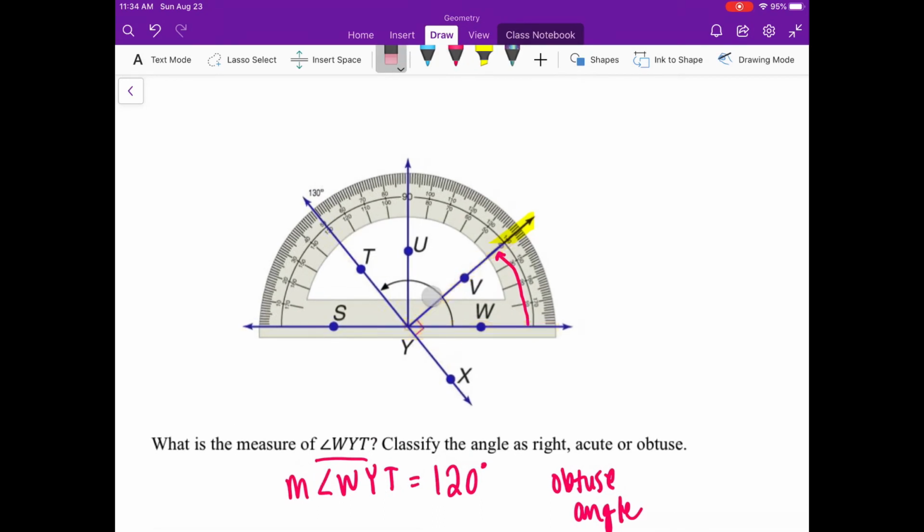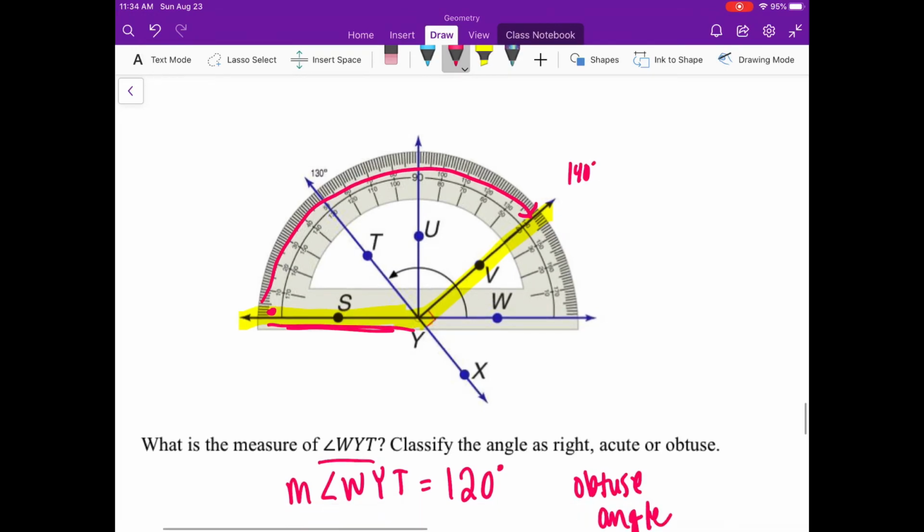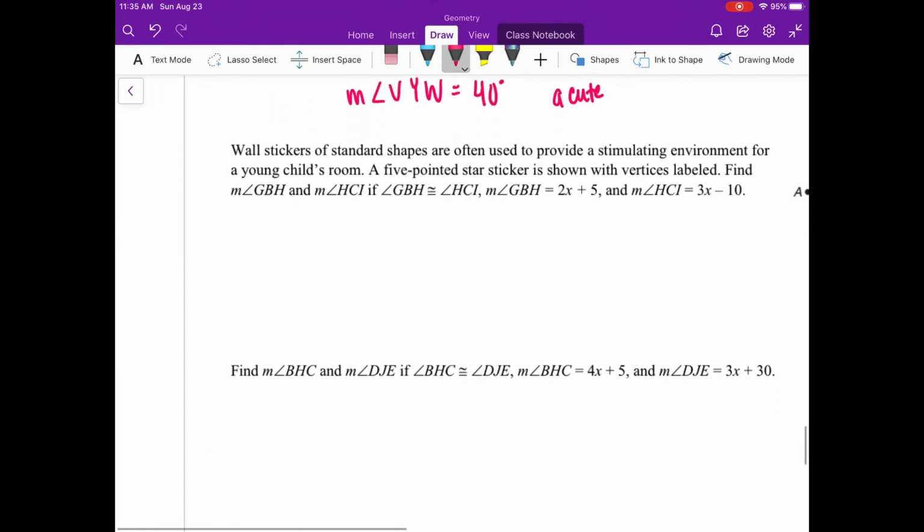Let's go back to this protractor really quickly. Let's say I asked you for the measurement of S, Y, V. Since my angle is laying on this side, 0 is on the outside. So now I'm following the outside numbers, and I will notice that it stops at 140. So just make sure you look at your protractor when you're measuring angles and you're knowing whether you should be following the inside numbers or the outside numbers.